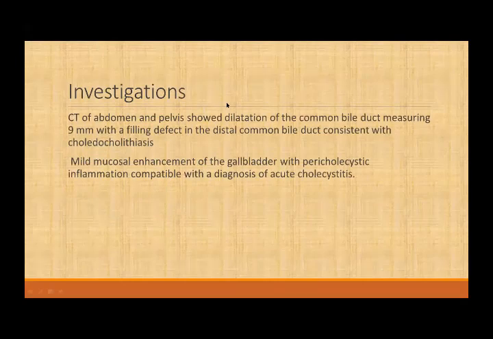The common bile duct was dilated on the CT scan, and there is a filling defect consistent with bile duct stones. So this is cholelithiasis. She had 9 millimeter stones, and a pericholecystic inflammation compatible with the diagnosis of acute cholecystitis. So she had a dual pathology: acute cholecystitis, inflammation of the gallbladder, secondary to the common bile duct stone.